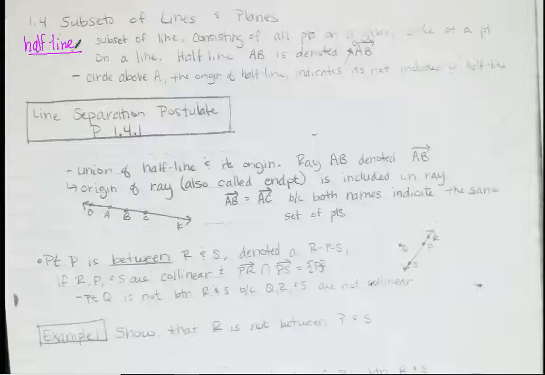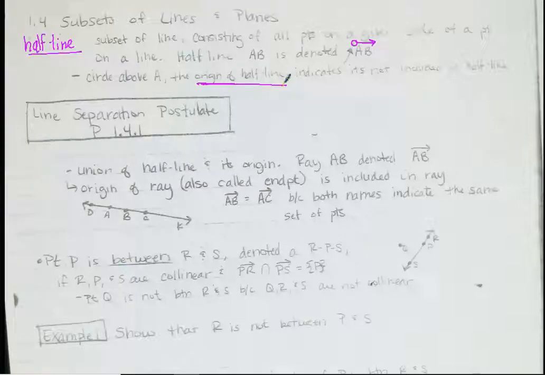A half line AB is denoted like this. Notice it's an open circle with the line. The circle above the A is the origin of the half line. We've got the arrow there. It indicates the origin is not included in the half line. You may be thinking of a ray. This is similar but different, so we're going to talk about that in a little bit.